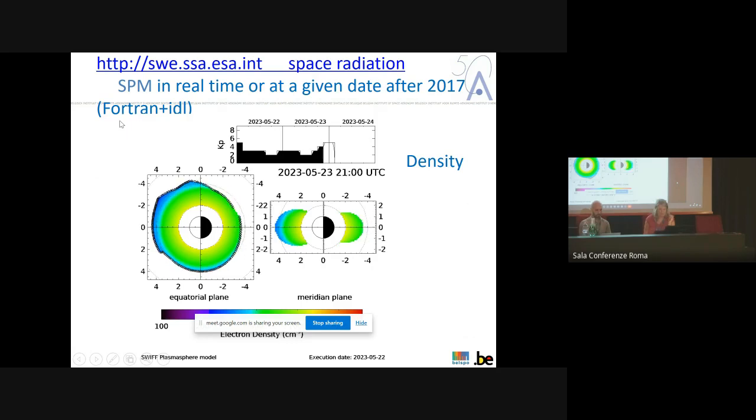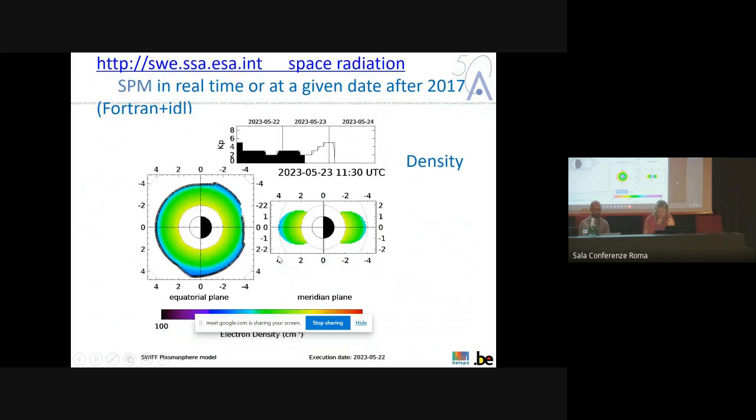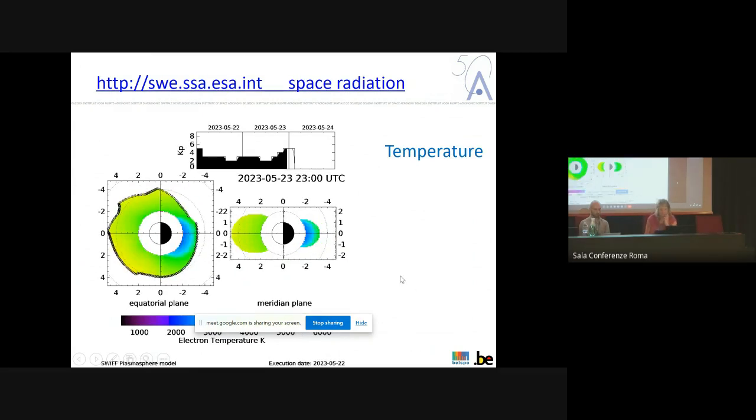This model at that time was in Fortran and IDL. That's why the color code is a little bit different. But now it has been translated in Python, and that's why it appears with this color code in the most recent version. So here you can see, for instance, the number density, well, a few days ago, and the electron density. On this website, you can also obtain the temperature.